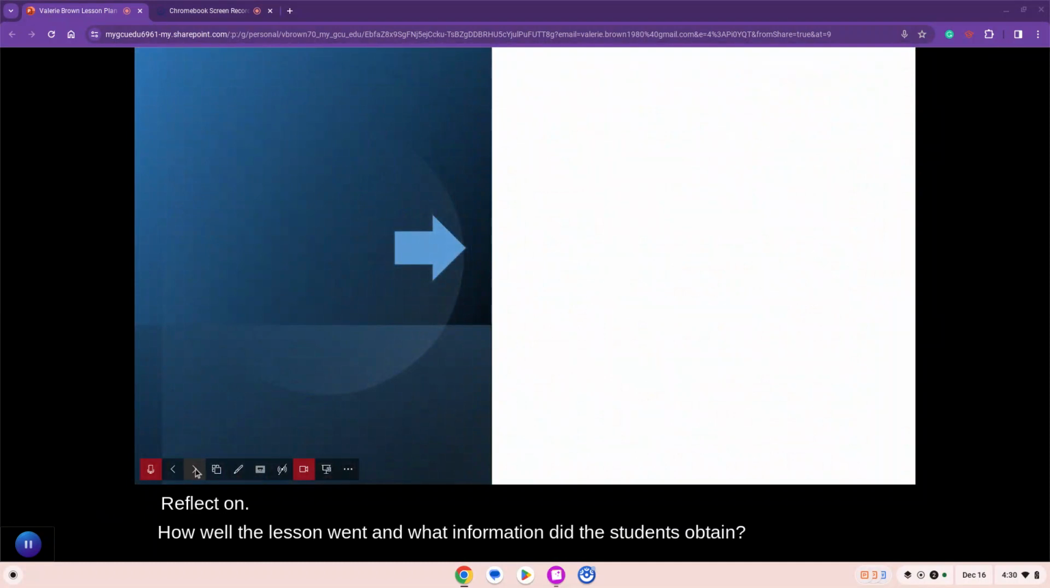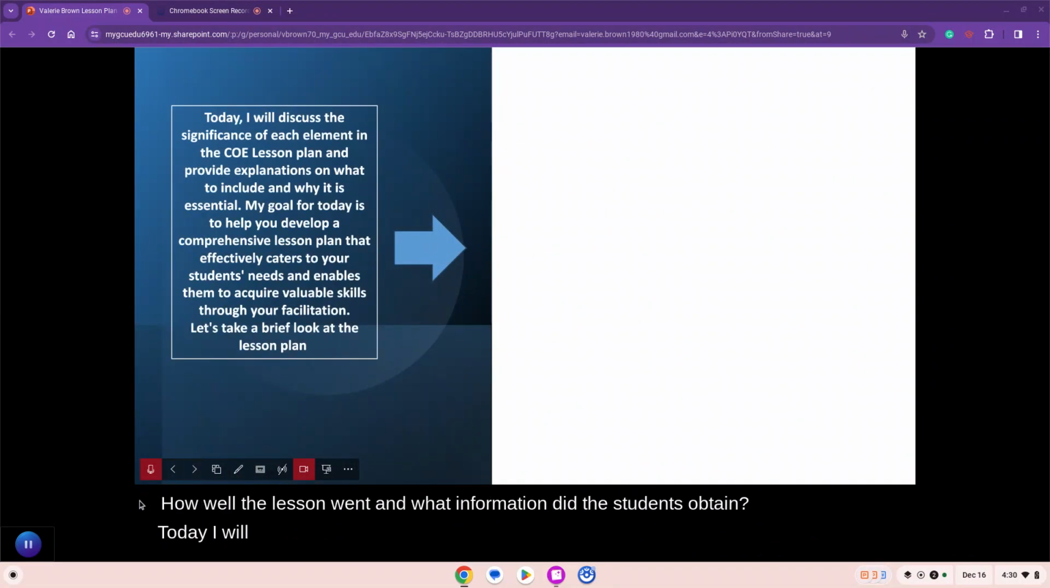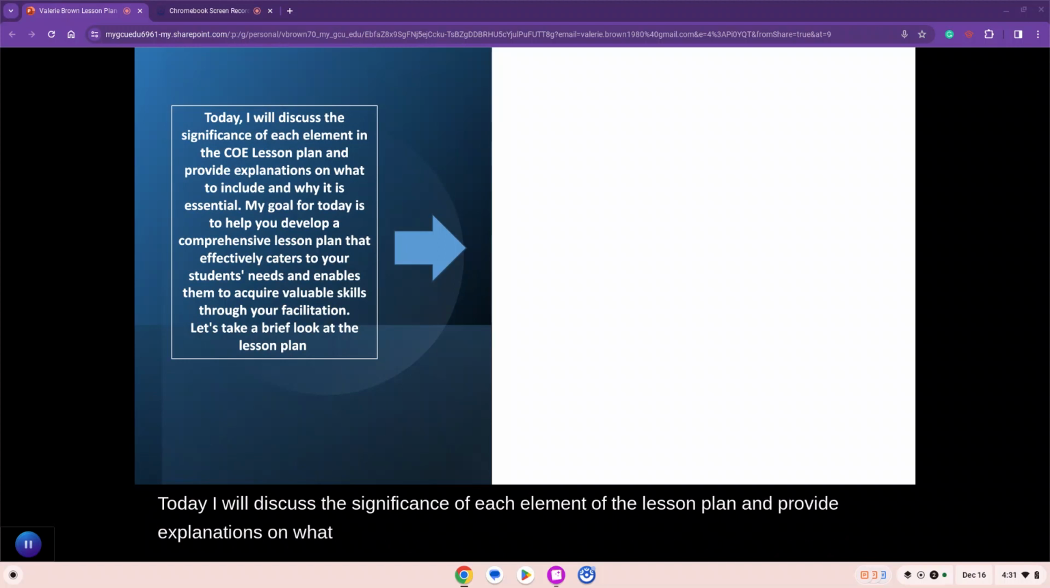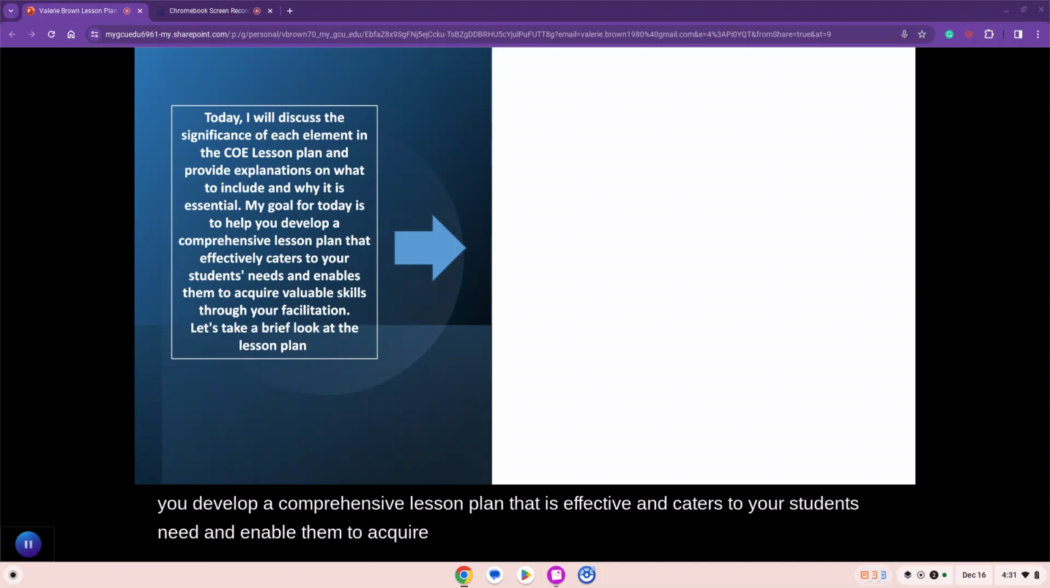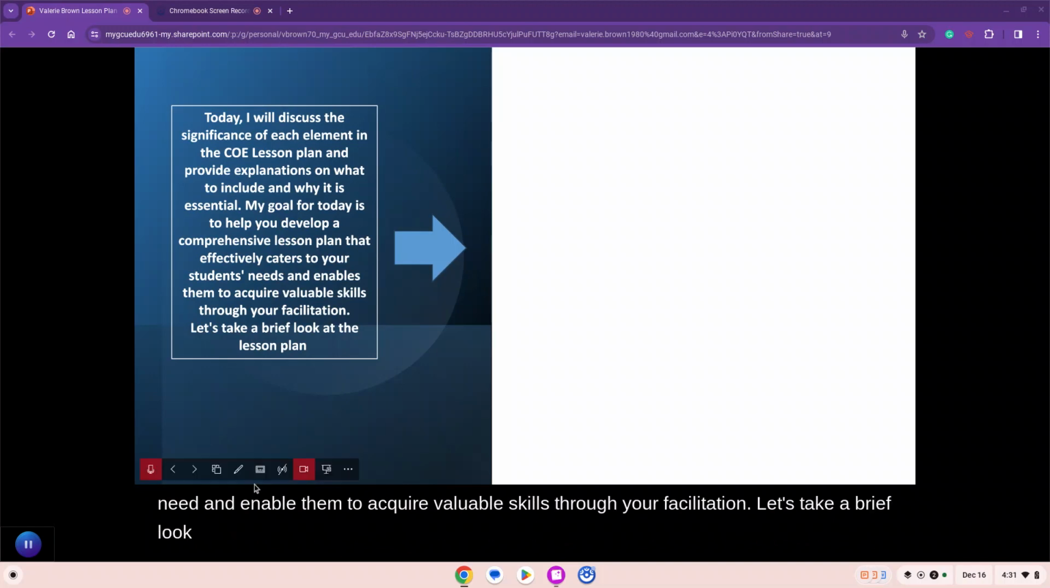Today I will discuss the significance of each element of the lesson plan and provide explanations on what to include and why it is essential. My goal today is to help you develop a comprehensive lesson plan that is effective and caters to your students' needs and enables them to acquire valuable skills through your facilitation. Let's take a brief look at the example lesson plan that I found.